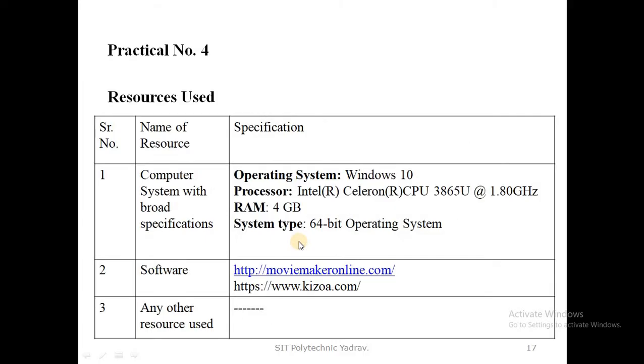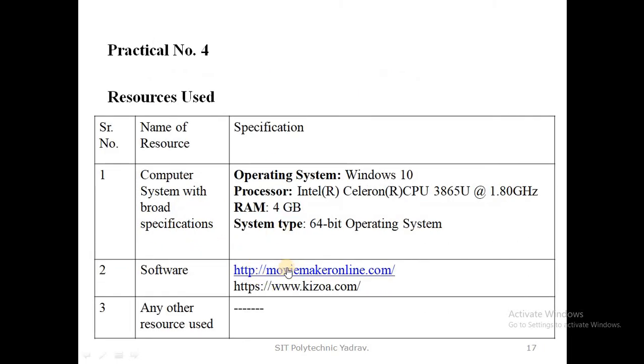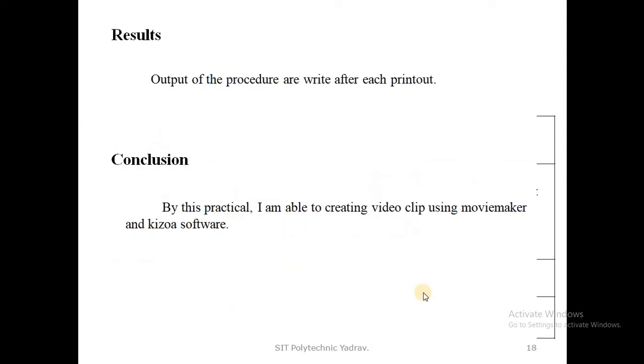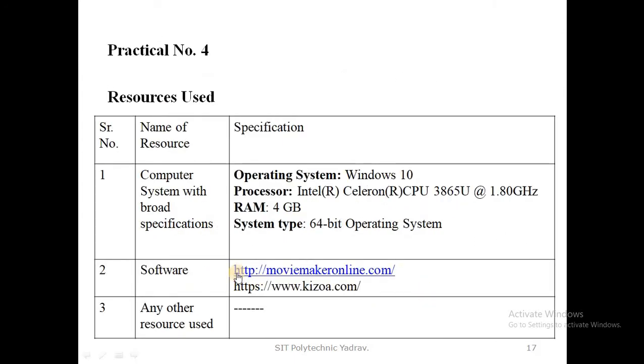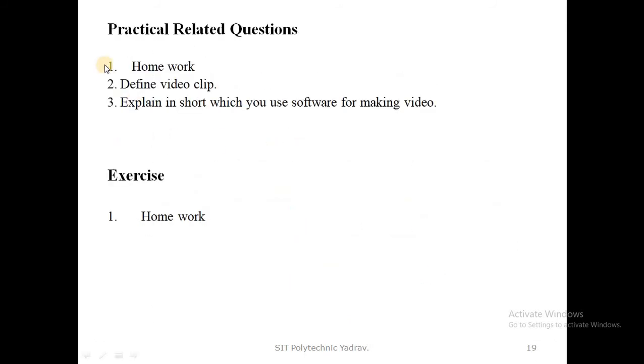Okay, what is the output conclusion? By this practical I am able to create a video clip using Movie Maker and Kizo software. Two softwares are used. Okay, those two softwares are also added in the software field. In each practical the softwares are different, so complete this table respectively for your practicals. In the practical related questions, add two. The first question is homework for you; the first question in the exercise question is also homework for you.